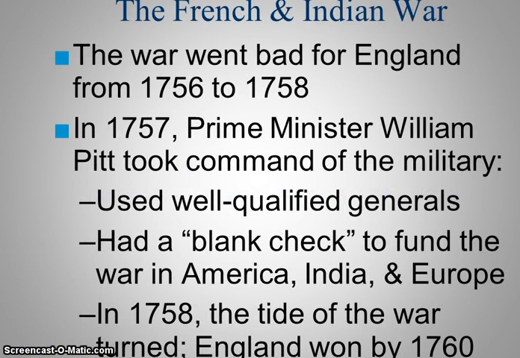The war went bad for England from 1756 to 1758, and in 1757, the Prime Minister William Pitt took command of the military. He used well-qualified generals. He had a blank check to actually fund the war in America, India, and Europe, and sort of turn the tide. And then by 1760, the English had won.